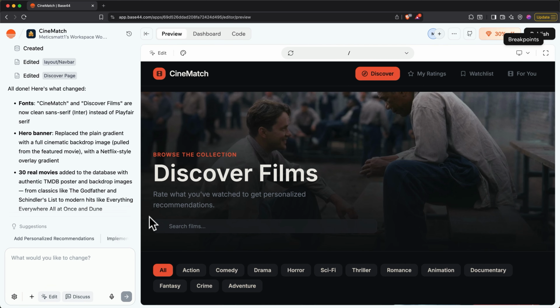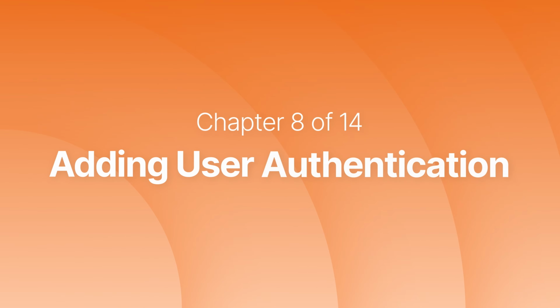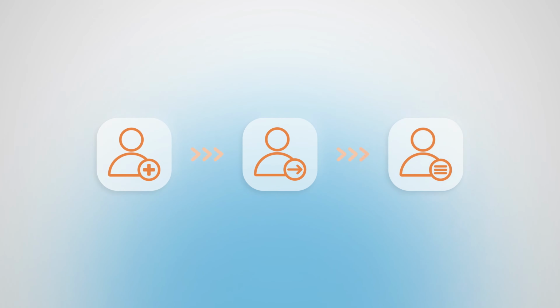Now that we're on Builder, the platform really opens up. Let's start with user authentication, the feature that turns this from a demo into a real app. Right now, anyone who opens your app sees the same thing. There's no way for someone to create an account, log in, or have their own personalized experience. Authentication is what changes that. It's the system that lets users sign up, log in, and have their own data, so one person's information stays separate from everyone else's. It's what makes an app feel like their app, not just a website.